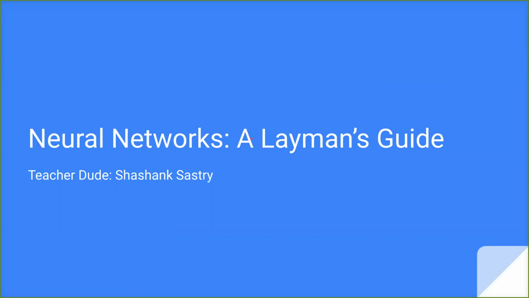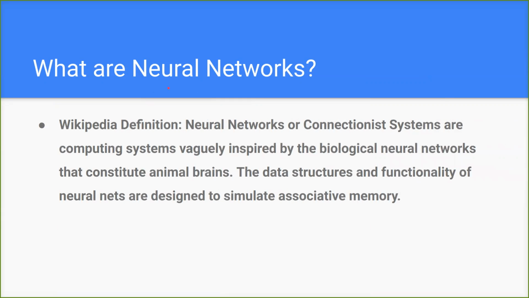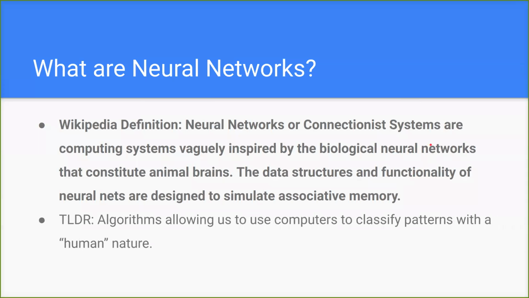Neural networks, a layman's guide. I'm Shashank Sastry, who's going to be teaching this. So let's specifically talk about what neural networks are. Let's look at the Wikipedia definition first. Neural networks or connectionist systems are computing systems vaguely inspired by the biological neural networks that constitute animal brains. Data structures and functionality in neural nets are designed to simulate associative memory. TLDR, basically neural networks are just algorithms that allow us to use computers to classify patterns in general structure with a sort of human nature.